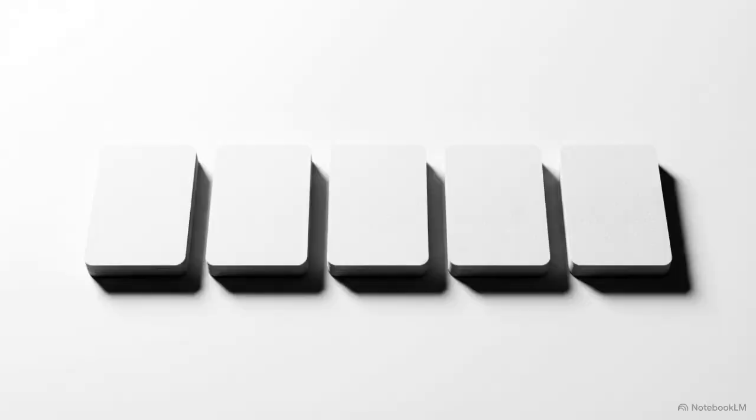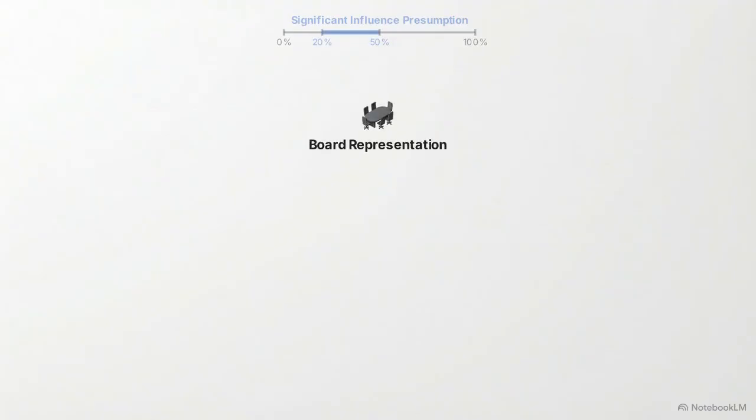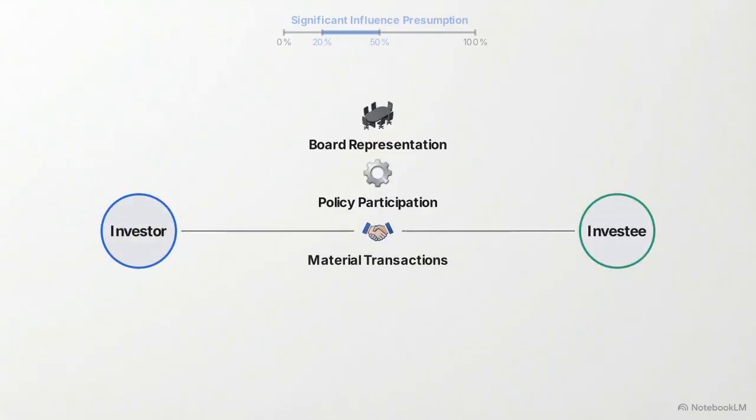To identify significant influence without relying on the ownership percentage, auditors look for 5 distinct behavioral indicators. The first is representation on the board of directors. A seat at the table grants you a direct voice in corporate governance. The second is participation in policy-making processes. This includes having a say in decisions about dividends or other major cash distributions.